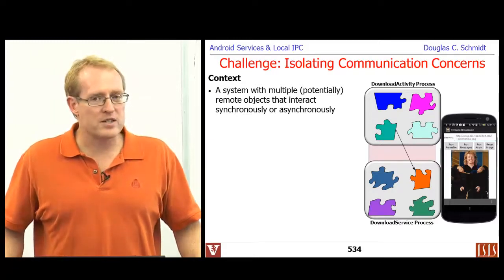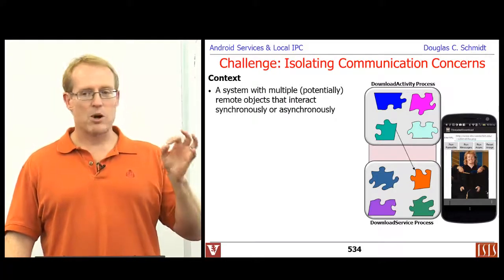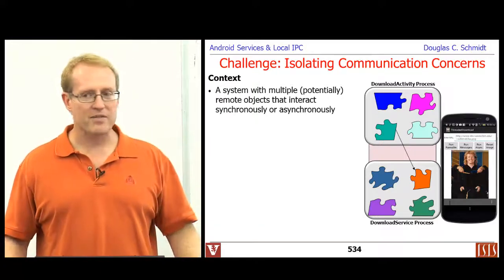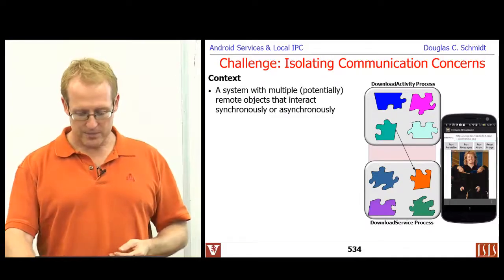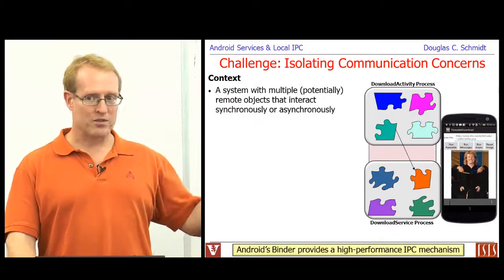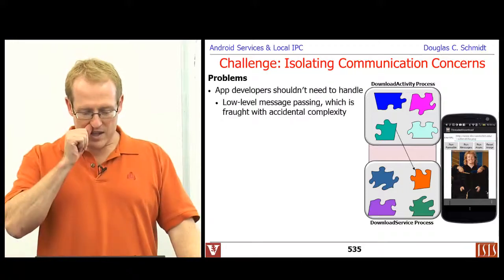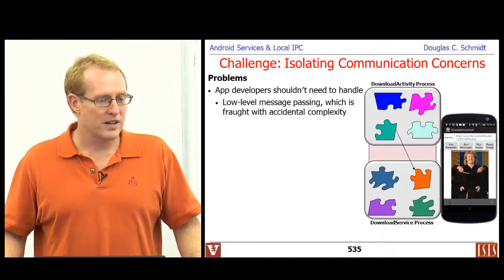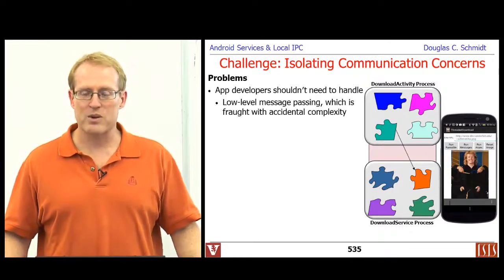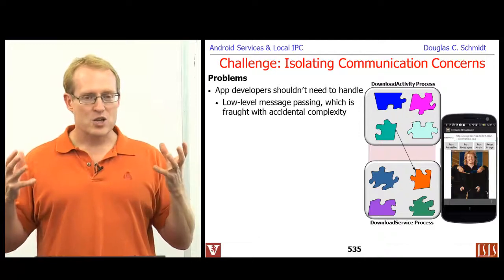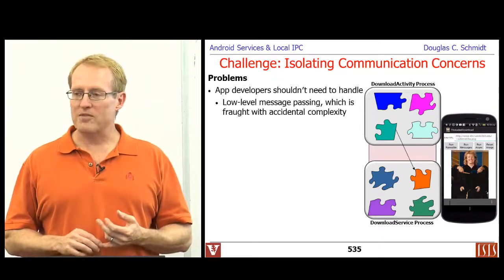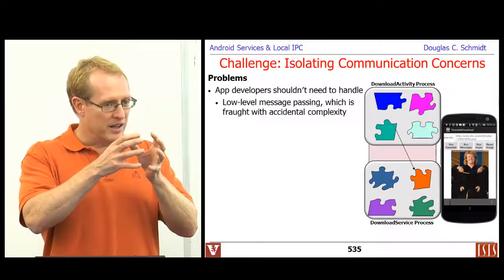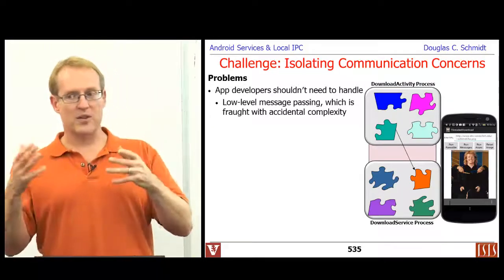So the context for this is some kind of system with multiple objects that are potentially remote. They may be remote, they may not be remote. And these objects have to interact with each other synchronously or asynchronously. And in the case of Android, of course, this would be over binder RPC. The problem here is we don't want application developers to have to think about a number of accidental and inherent complexities. We'd like them to not have to worry about these details to the extent possible. We don't want them to have to think about low-level message passing, in other words, taking their native data types and manually encoding them, linearizing them, doing all the things that proxies do.